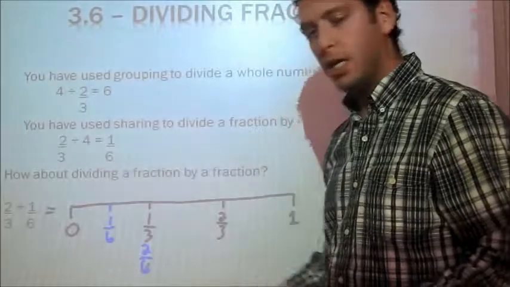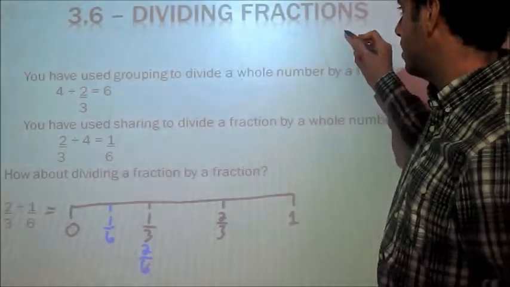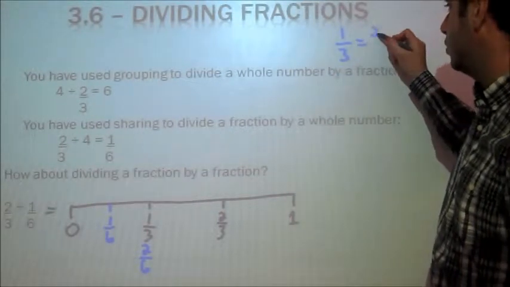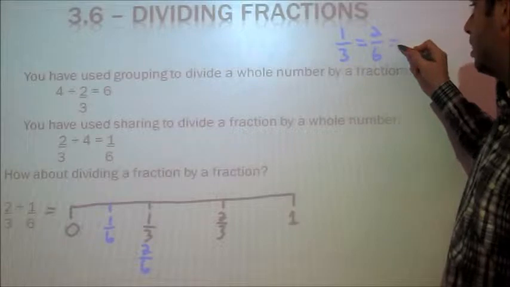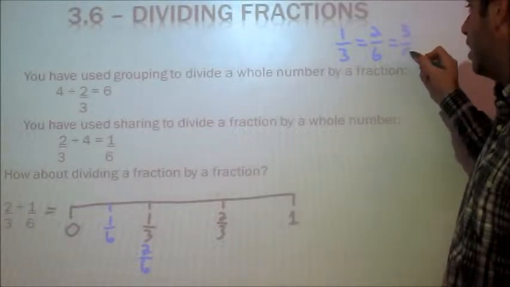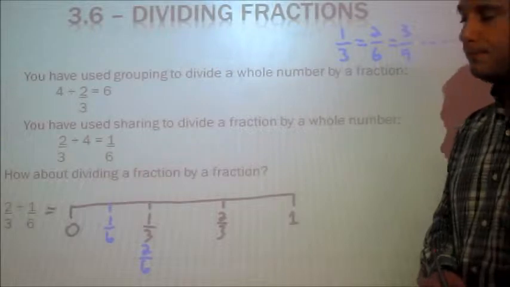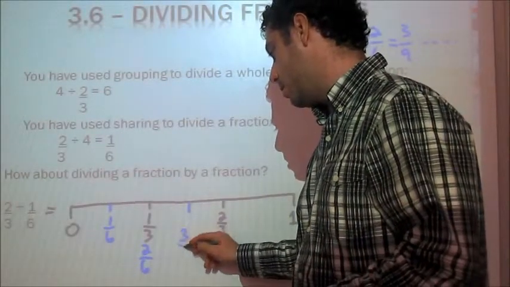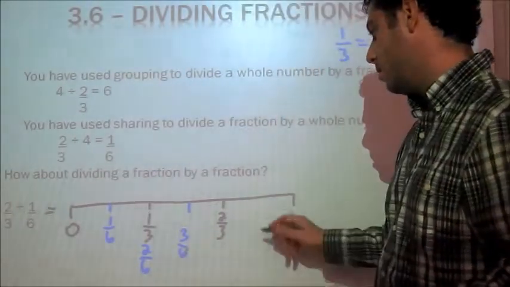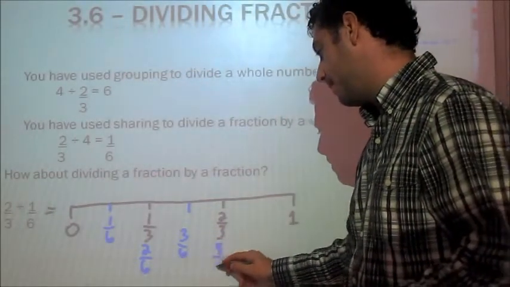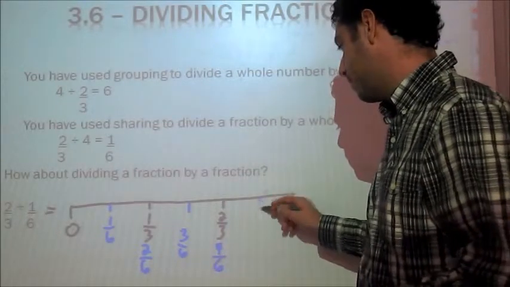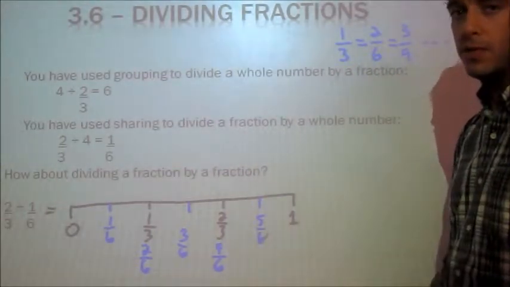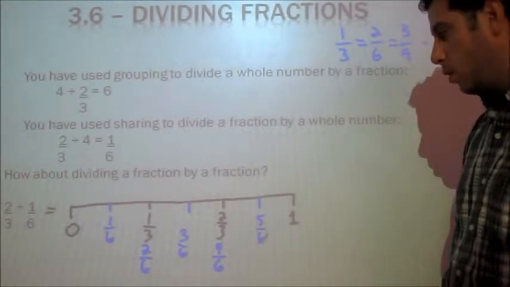These two fractions are equivalent fractions, which just means they have the same value. 1/3 is the same as 2/6, which is the same as 3/9, and so on. This would be the third sixth. This would be the fourth, the fifth, and the sixth would be the whole. 6/6 is a whole.